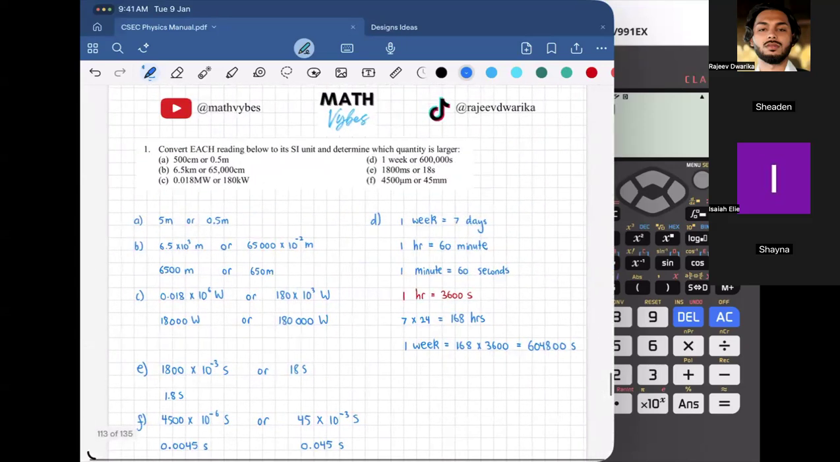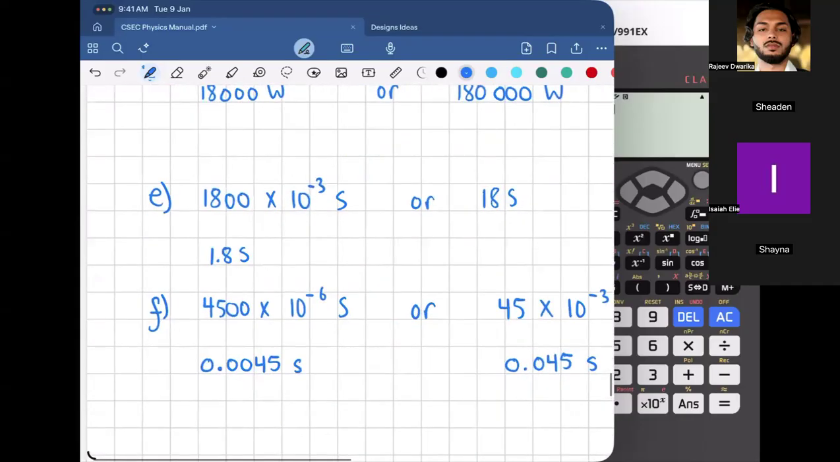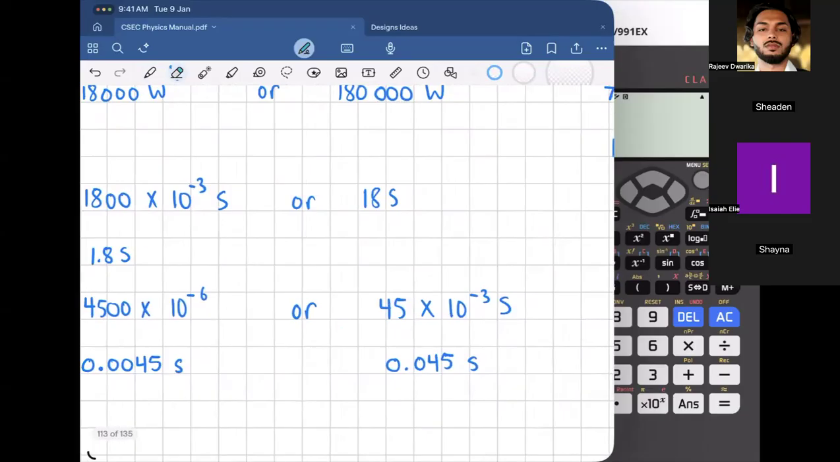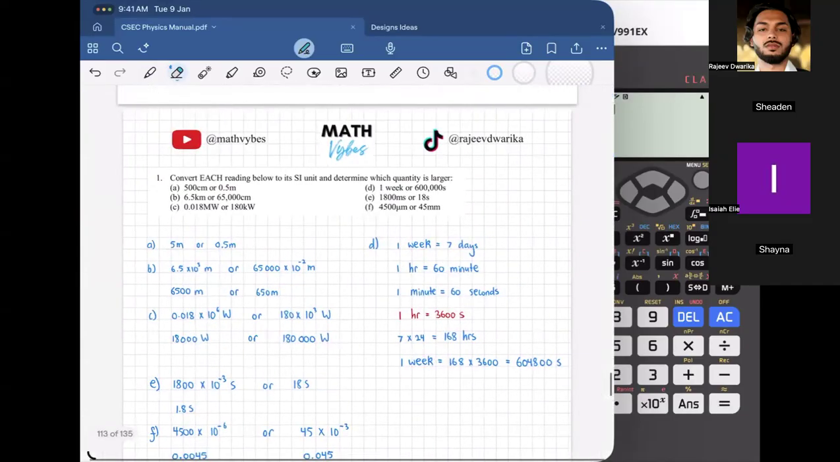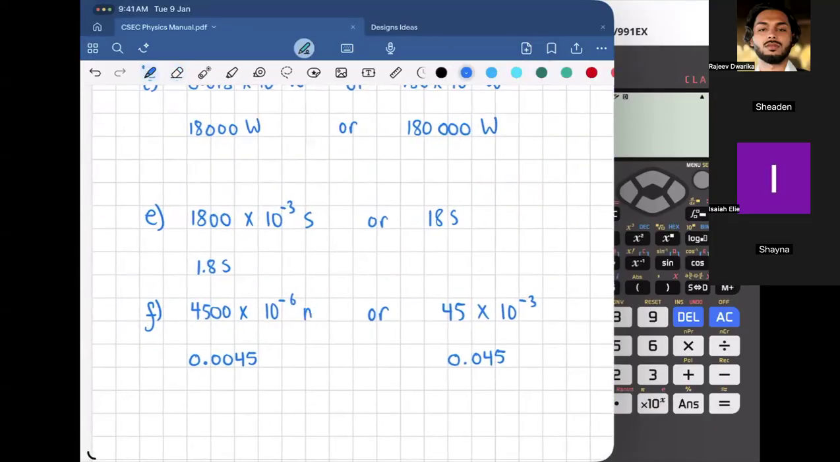Is it the 4500? Wait a minute. Where did I get seconds from? I don't know if you see what I did there. It's not supposed to be seconds, it's supposed to be meters. I don't know where I got time from. I could have sworn it said seconds. Oh, meters, my bad. What are we measuring in? I don't know where I got seconds from.